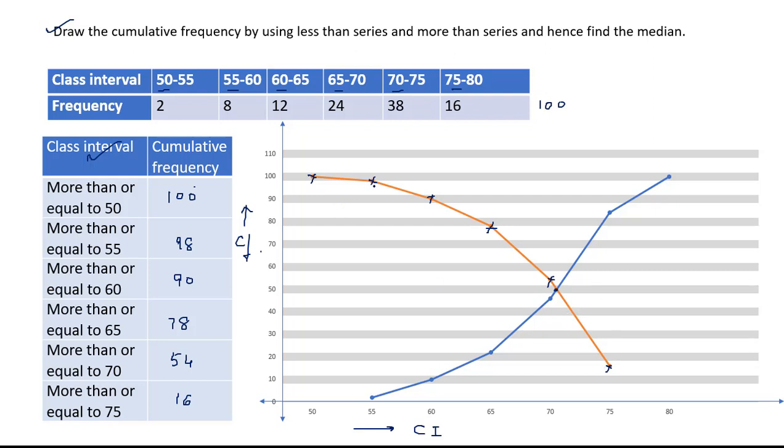Here we can see that the two ogives, the less than and the more than type, are intersecting at this point. Now from this point we will drop a perpendicular on the x-axis, and this point is going to be the median. Here we can see that this point is 71, so the median for the given data is 71.